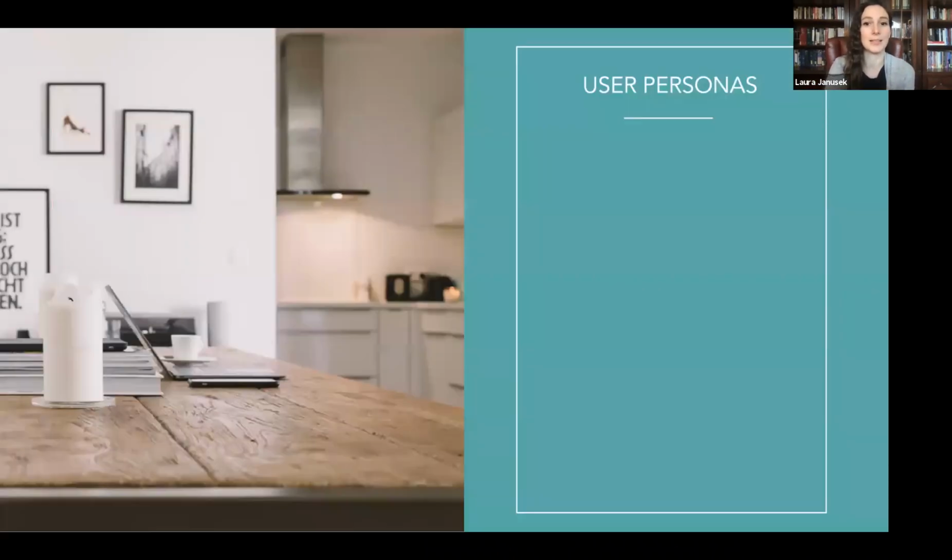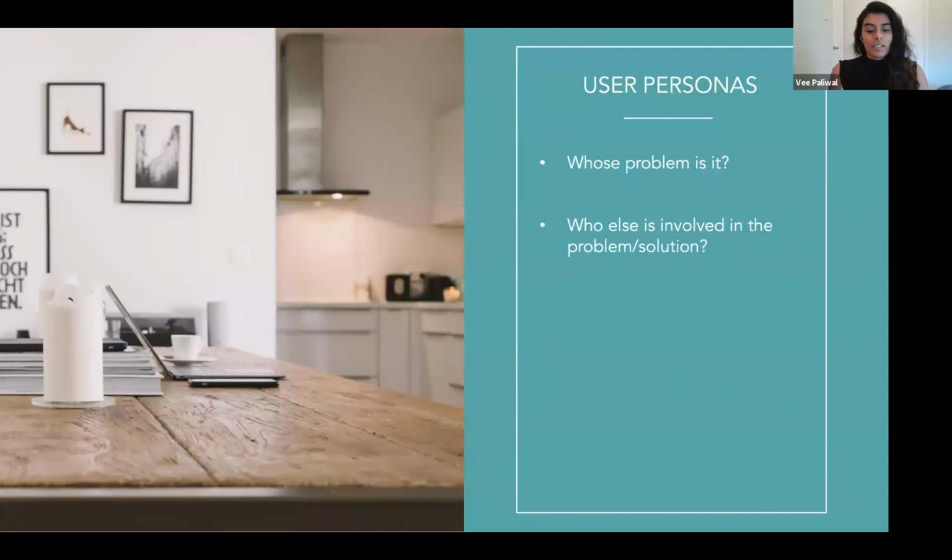Next up, user personas. It's always really good, just for your product, to define who are the different types of people that use my product. And so that breaks down into user personas. Usually design and research will help with this, depending on the size of the company. A PM might just have to identify it. So really answering whose problem is it, and who else might be involved in the situation.